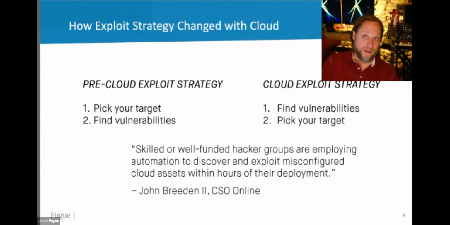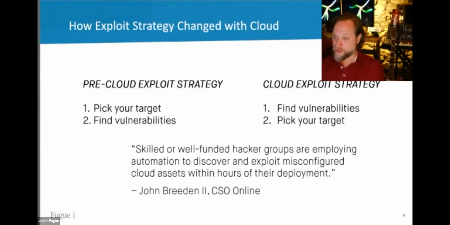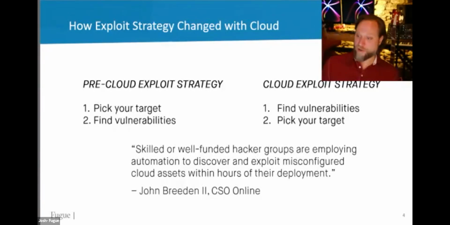They didn't target those organizations. The hackers just found a vulnerability through automation and then picked a target out of there. And what does that mean? They already know how to get in, right? So John Breeden here says, skilled or well-funded hacker groups are employing automation to discover and exploit misconfigured cloud assets within hours of their deployment.